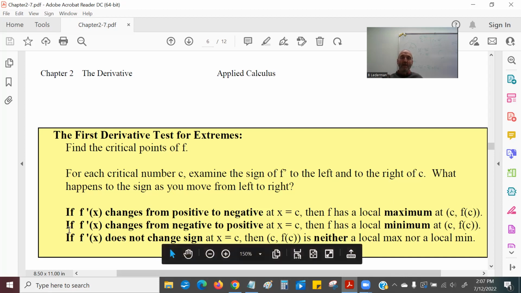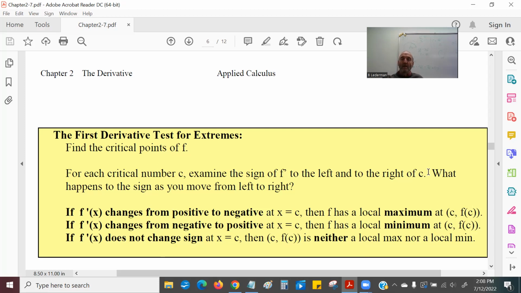On the other hand, if f prime of C changes from negative to positive, as we saw in our diagram, when x equals C, then f has a local minimum at the point C comma f of C. If f prime does not change sign at all, and I'm going to give you an example of that as well, then this point is neither a max nor a min. So I'm going to give you a whole bunch of examples of this idea. Let's get right to it.